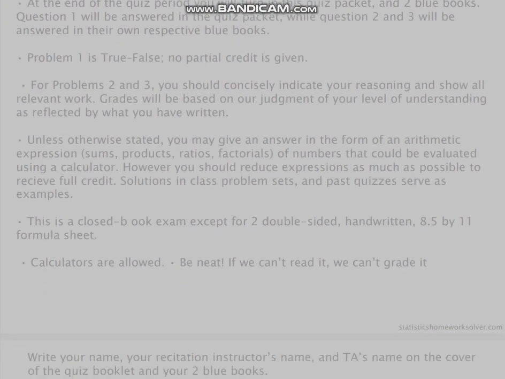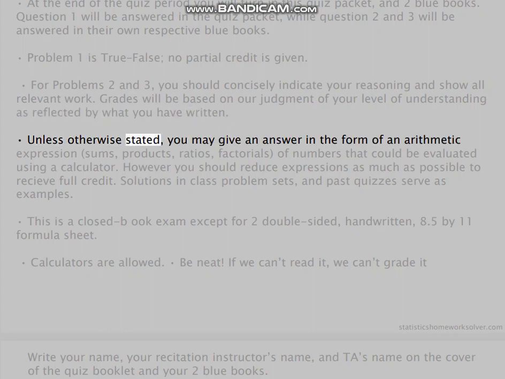At the end of the quiz period, you will turn in this quiz packet and 2 blue books. Question 1 will be answered in the quiz packet, while questions 2 and 3 will be answered in their own respective blue books. Problem 1 is true, false, no partial credit is given. For problems 2 and 3, you should concisely indicate your reasoning and show all relevant work. Grades will be based on our judgment of your level of understanding as reflected by what you have written.